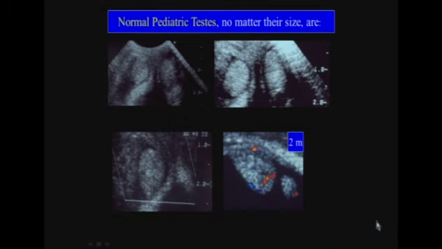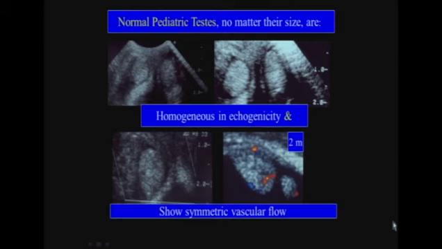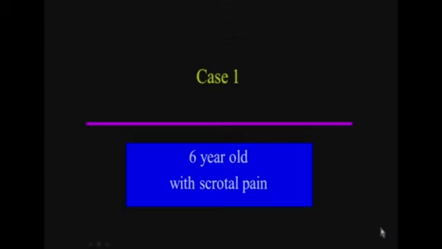Normal pediatric testes, no matter their size, are homogeneous in echogenicity and show symmetric vascular flow when one compares one testicle with the other. I'm not showing you an example of color Doppler used with testes side by side in these images, but we'll see some later.